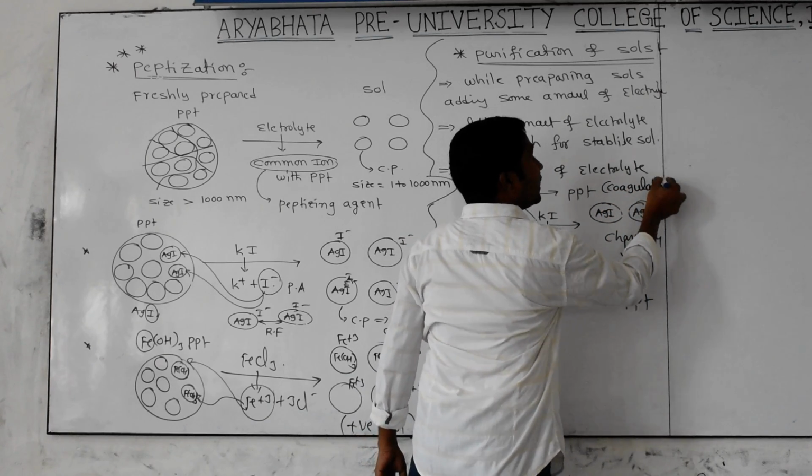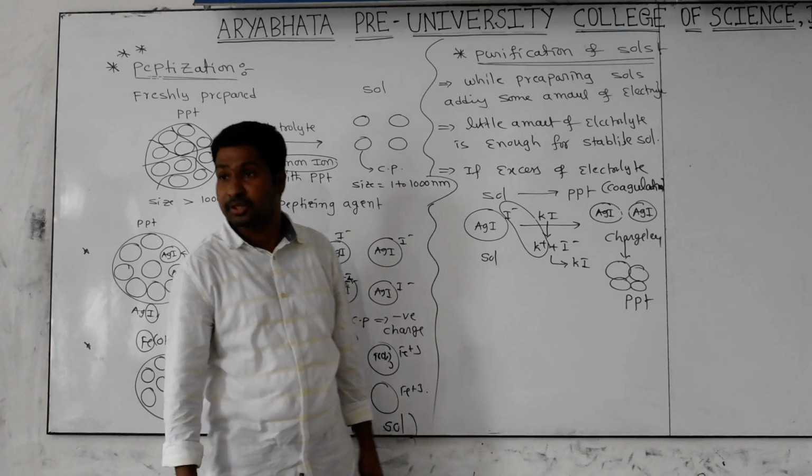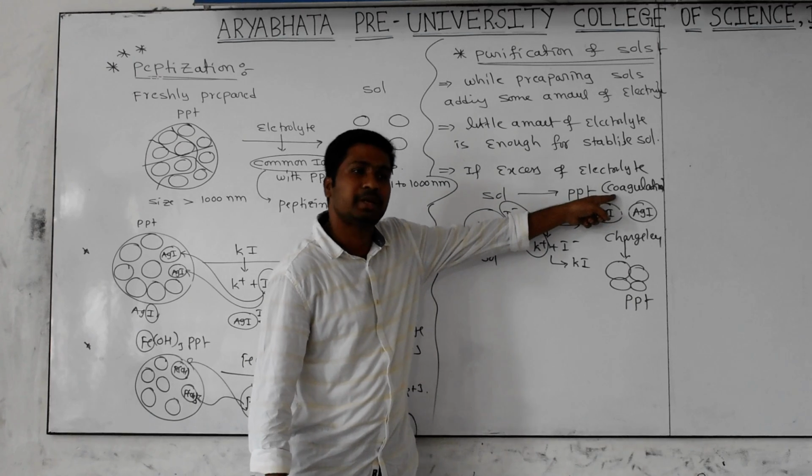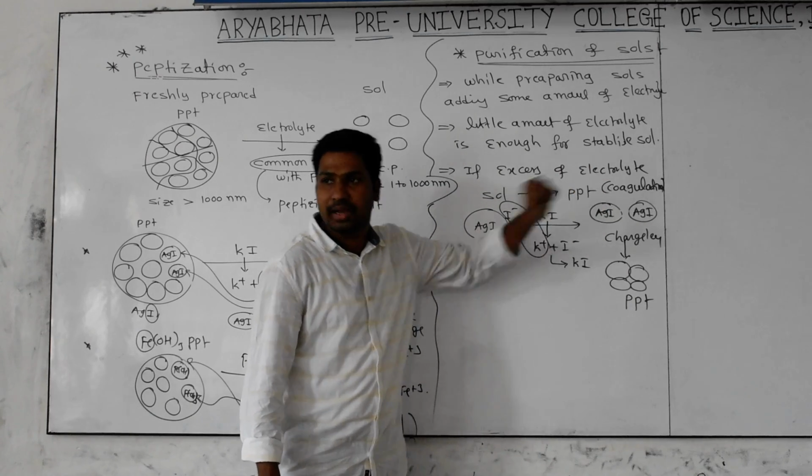I explained this under lyophilic and lyophobic sols stability. What is happening? Sols are becoming precipitate. The phenomenon is called precipitation, or also called coagulation.